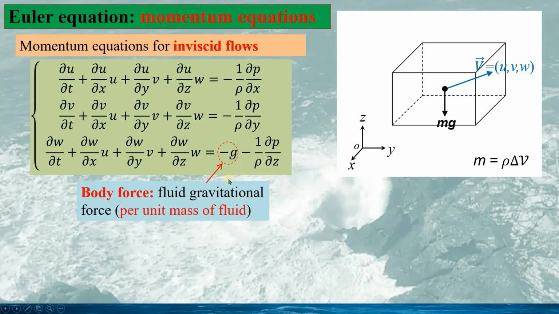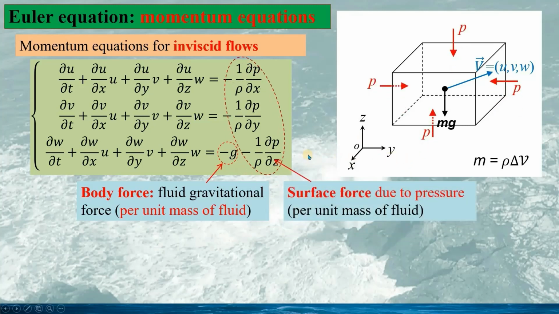Here we can see the body force is only from the fluid gravitational force. Thus, minus g is the fluid body force per unit mass. The minus sign means the gravitational force is in the opposite direction to the z-axis. And the surface force due to the pressure is calculated like this, because the pressure normally acts on the surface in the fluid.